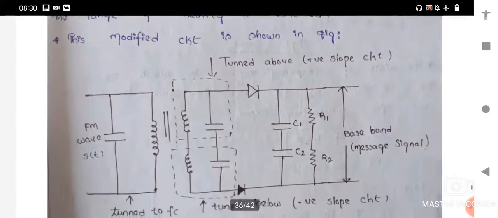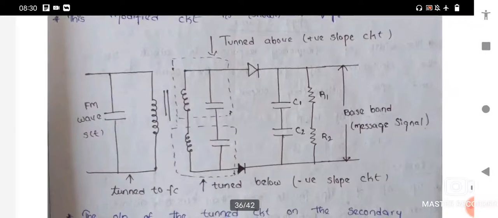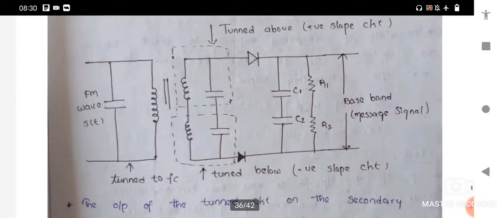The modified circuit is shown in the figure below. This is the modified tuned circuit. Here we are using the FM wave, that means S of t. Here is the combination of L and C, inductors, capacitors and resistors, and finally we get the baseband signal. Here the dotted lines represent the tuned circuit, that is the positive slope circuit, and below it is the negative slope circuit.